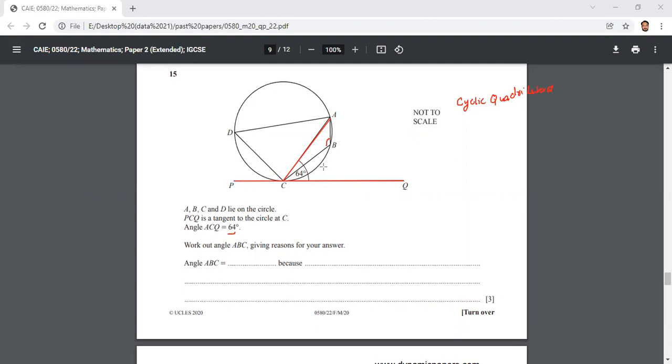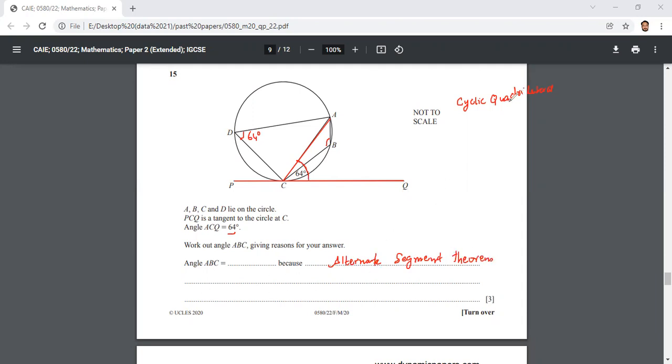We will apply one theorem here, that is the alternate segment theorem. The theorem says if you have an angle between a tangent and a chord, here 64, that is equal to the opposite angle inside the chord. Now we have chord CA. So what is the angle inside CA? Of course, angle D. So D will be 64 by applying the alternate segment theorem. Here you can say the reason is the alternate segment theorem.